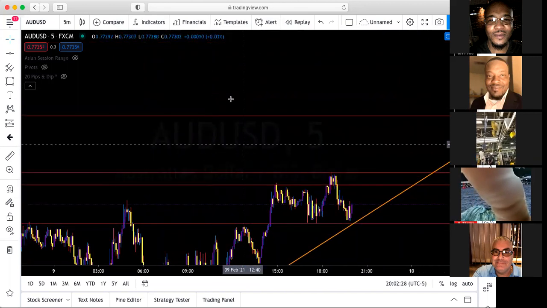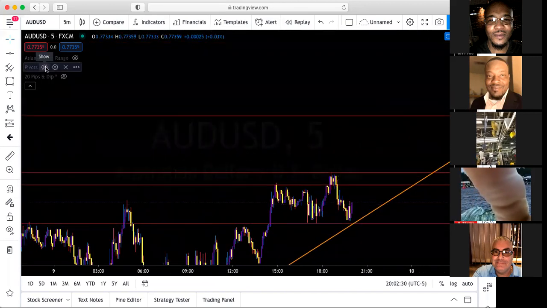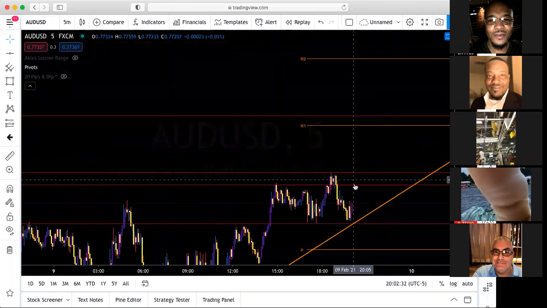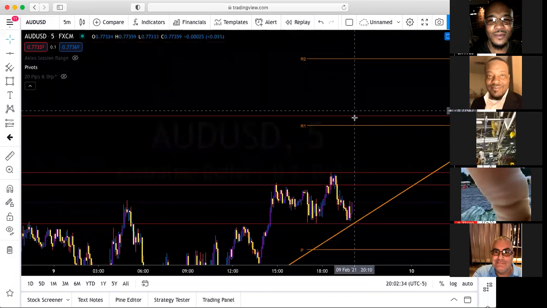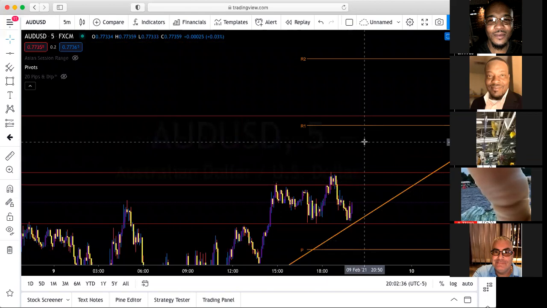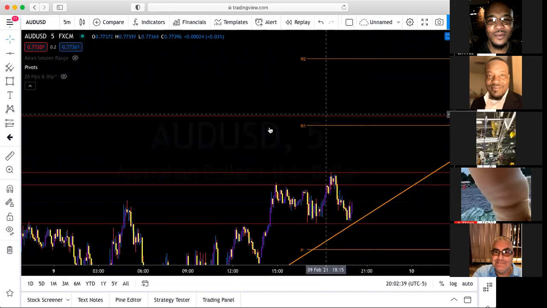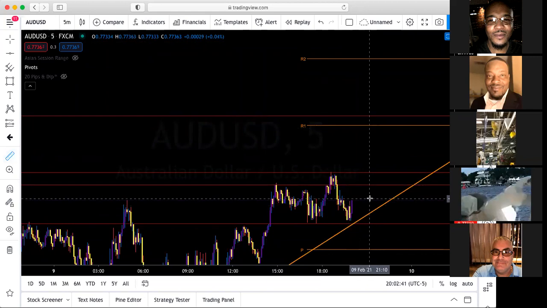Now watch the potential. When I do put my pivot back on, we know from pivot to pivot, left P, I'm in good profit now. Left P going to R1, like I said, where price is now.